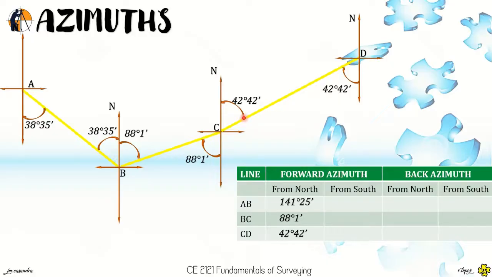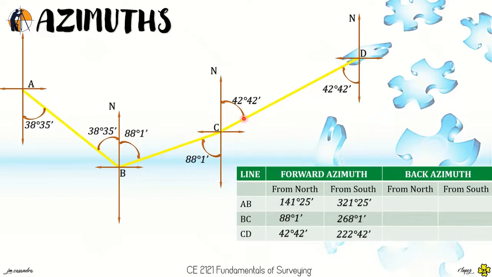Forward azimuth from south for line AB. So from south to this line, we'll have 321 degrees 25 minutes. For line BC, from south to BC, we'll have 268 degrees 1 minute. And line CD will have this angle equal to 222 degrees 42 minutes.